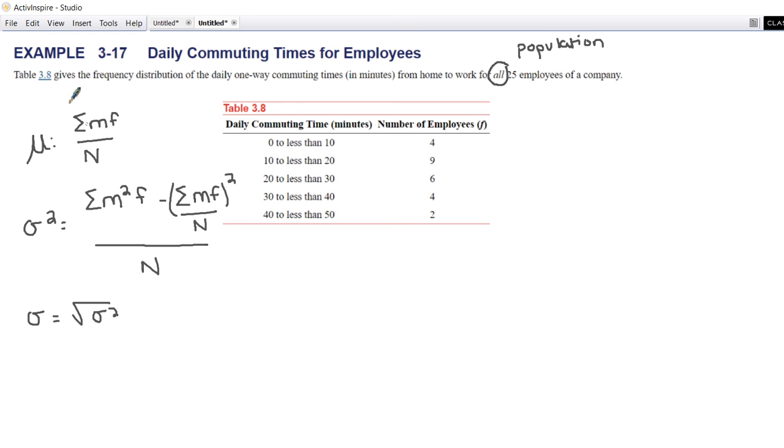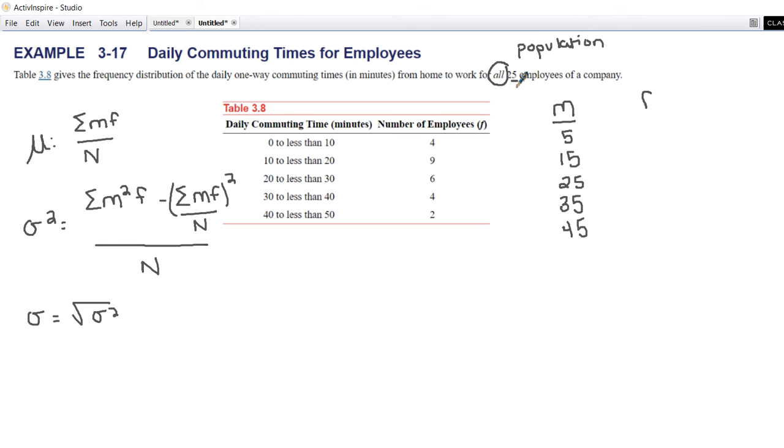So first thing we want to do, we have the frequencies, and the sum of those frequencies is 25 because it tells us there's 25 employees. We do not have the midpoints though, so we want to find the midpoints. So we do 0 plus 10, that's 10, divided by 2, which gives us 5. Then we do the same thing for 10 and 20, we get 15. Then we have 25, then 35, and then 45.